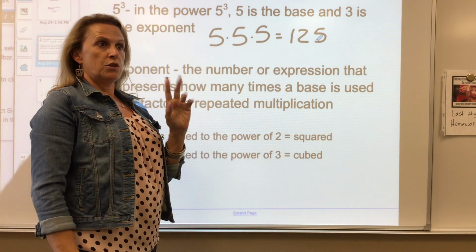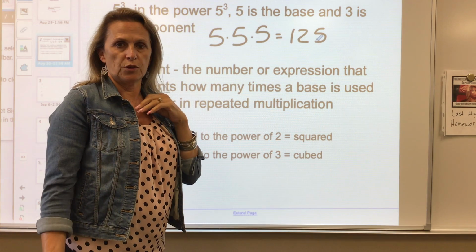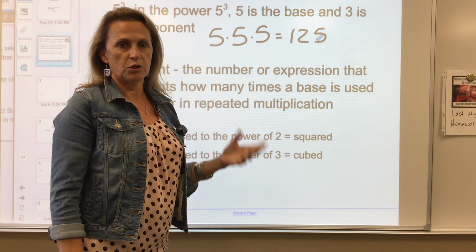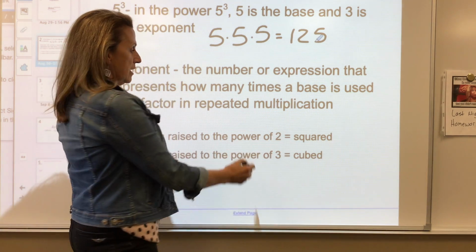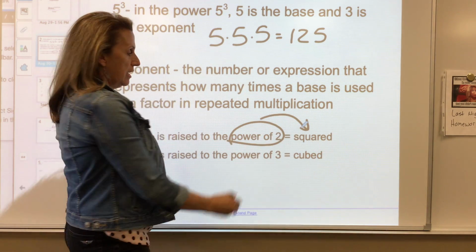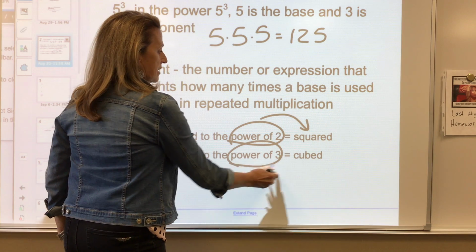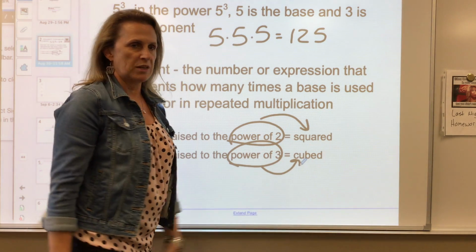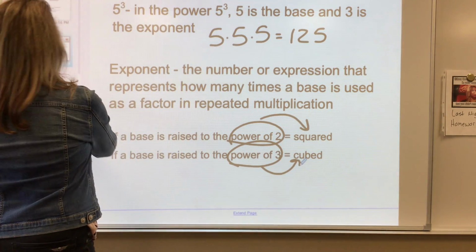There are special words for a power of 2 and a power of 3. If you have a power of 2, that's considered squared. If you have a power of 3, that's going to be called cubed. So just some special words for those two instances.